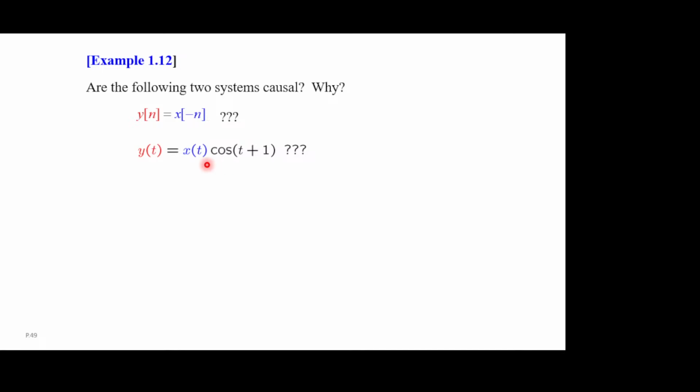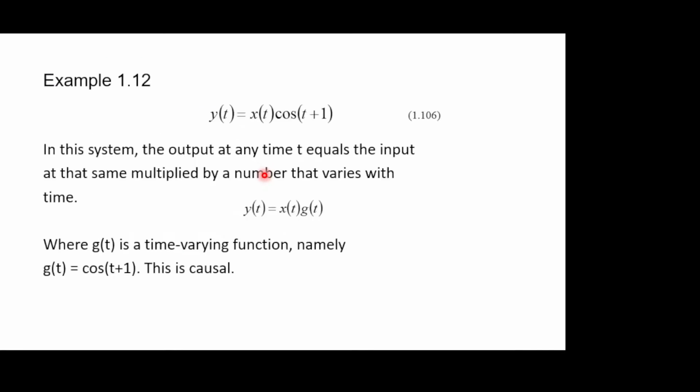So this is actually causal, even though you have this weird cosine of t plus 1. The trick here is that this is t plus 1. You think the t plus 1 is bigger than t, but it's not inside x. So this cosine of t plus 1 doesn't depend on x of t at all. It's just something dependent on t, but it's still causal.